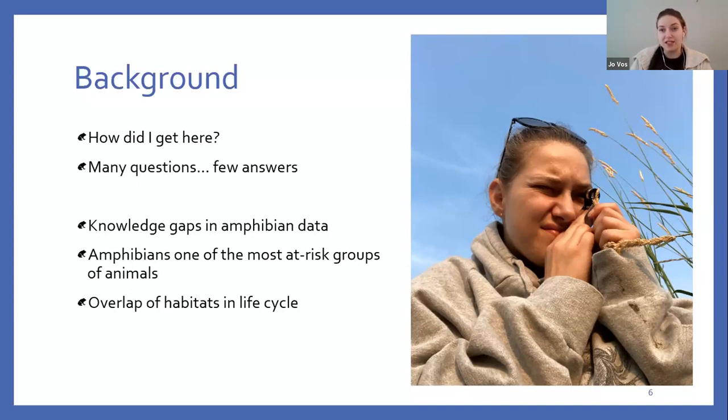There is also a higher risk of extinction simply because their life cycle goes through so many different stages and requires so many different habitats. And in the prairies, for example, our tadpoles will spend their time in wetlands, and whether they're ephemeral wetlands, which means they're temporary, they come when it has heavy rains, or whether they need to be more established and deeper, they do require those wetlands for their tadpole stage.